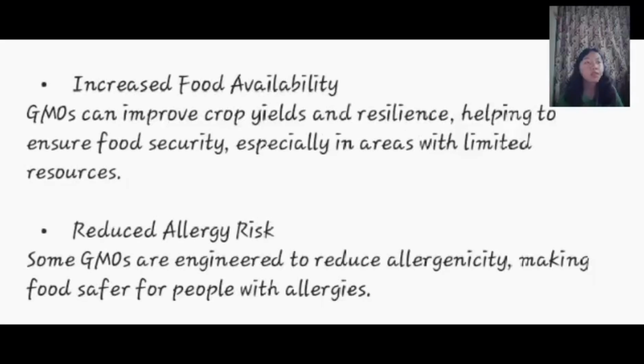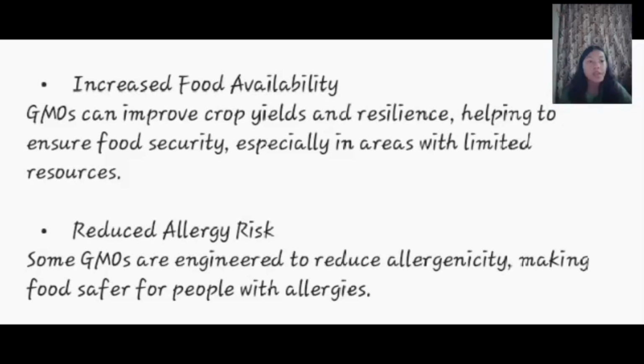Third is increased food availability. GMOs can improve crop yields and resilience, helping to ensure food security, especially in areas with limited resources. So it means that GMOs can grow faster, grow bigger, and survive drought or disease better than normal plants. This means more food is produced, especially in poor or dry places. So more food equals fewer people go hungry.